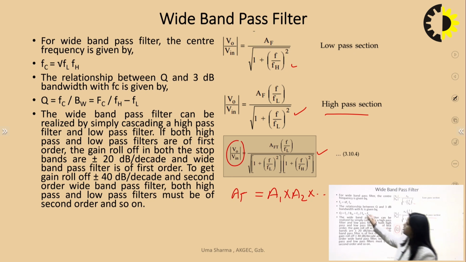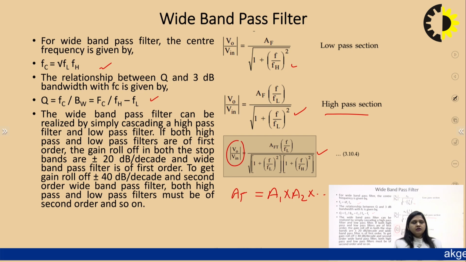Now a few more equations which we will use while designing the band pass filter. The equation for the center frequency, that is Fc, equals the square root of Fl into Fh. Similarly, the quality factor can be calculated as Fc upon bandwidth, where bandwidth equals Fh minus Fl. So simply by cascading a high pass filter with a low pass filter, we can achieve the design of a band pass filter.